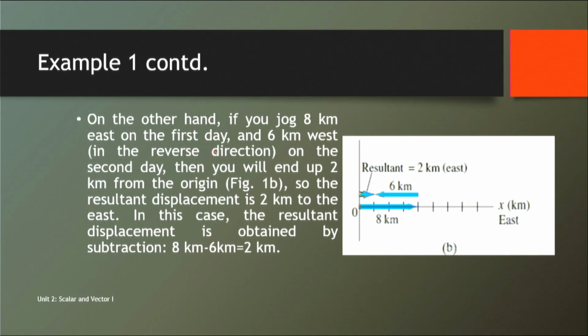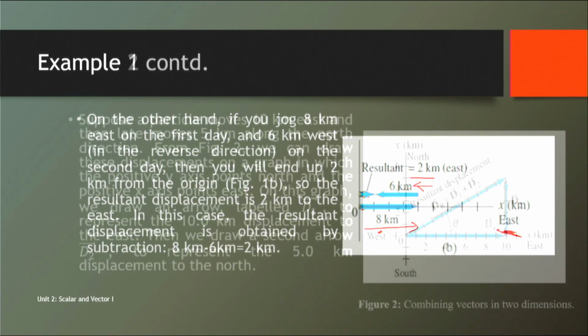On the other hand, if at a certain time the person jogged 8 kilometers towards the east, where 8 is the magnitude of the vector and east signifies the direction, but in another instance jogs 6 kilometers towards the west, the resultant vector becomes the difference between these two vectors, and that gives us 2 kilometers, which is just 8 minus 6.